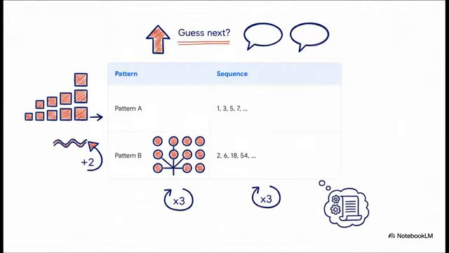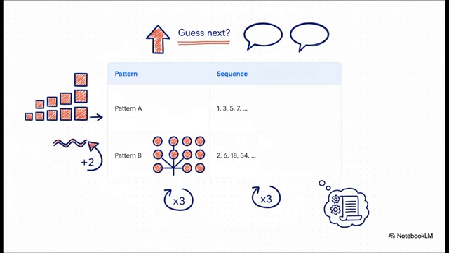All right, take a quick look. For pattern A, I'm guessing you figured out the next number is 9. Pretty straightforward. And for pattern B? A little trickier, but maybe you landed on 162? If you got those, you've already got the hang of the two big ideas we're exploring. But how do we talk about these patterns with the proper math language?